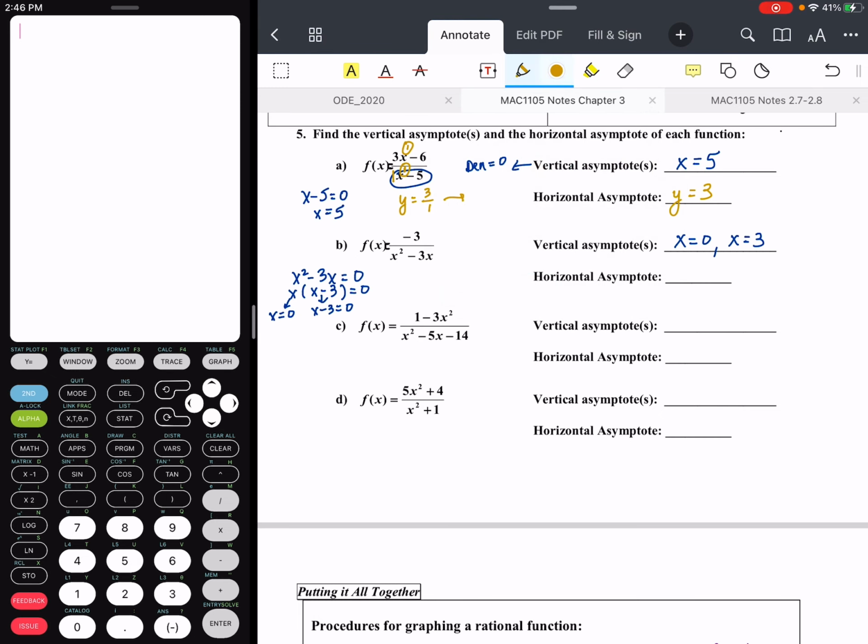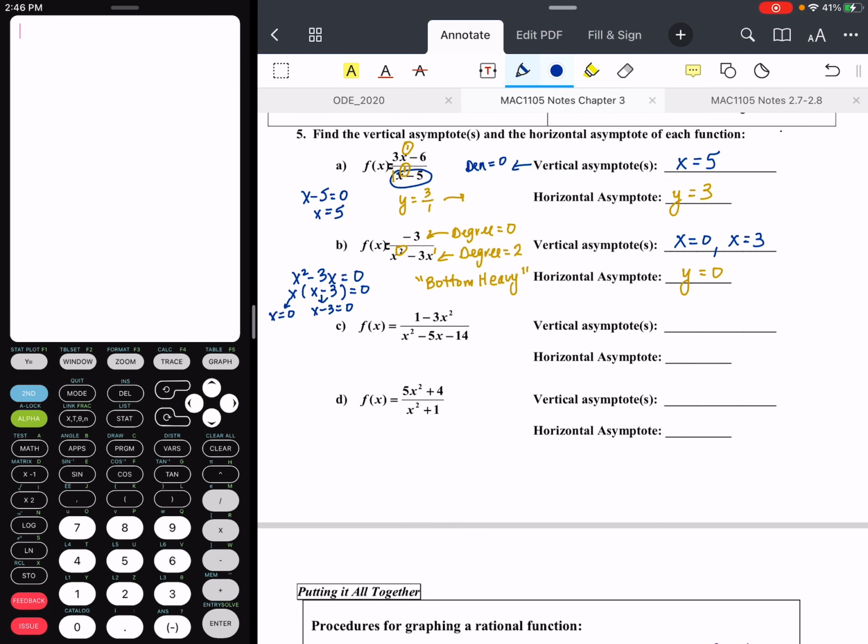For my horizontal asymptote, the degree of the numerator is 0 because I just have a constant up in the numerator. And in my denominator, I have a 2 exponent and a 1 exponent. So the degree of my denominator is 2. The degree in the denominator is larger. This is a bottom-heavy function. So that gives me my horizontal asymptote y equals 0.